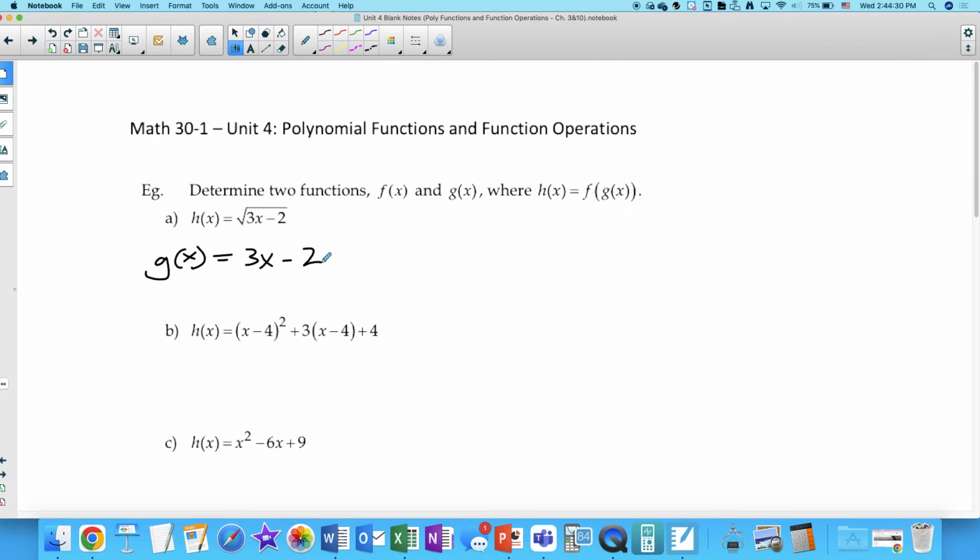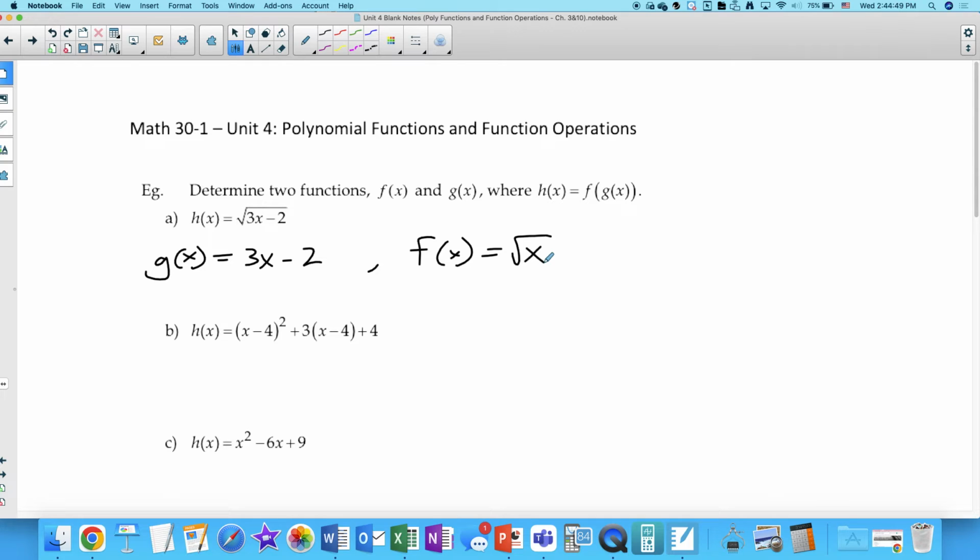Is people get caught up with the jargon around g of f of x or f of g of x. Think inner and outer. What's the inner piece? What's the outer piece? Okay. What about this guy? h of x equals x minus 4 squared plus 3 times x minus 4 plus 4.